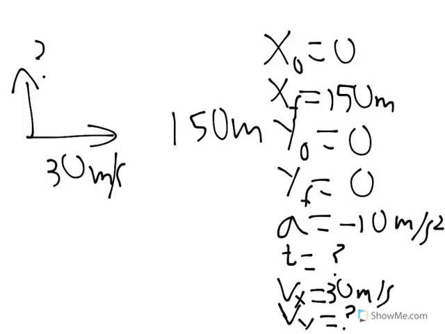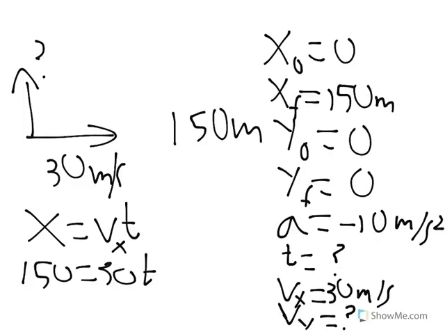So the first thing to do is we should either try to figure out the velocity or the time. And the velocity is going to depend on the time. So let's start with the time. And we can use the same equation, x equals vt, in this case v sub x. So x, which is 150, equals 30 times time. Dividing both sides by 30, we get 5 equals time. So the time is 5 seconds.